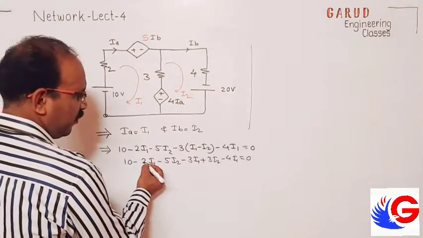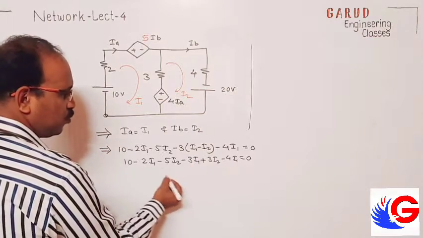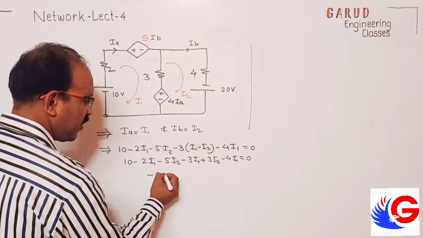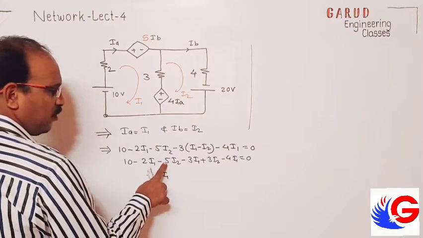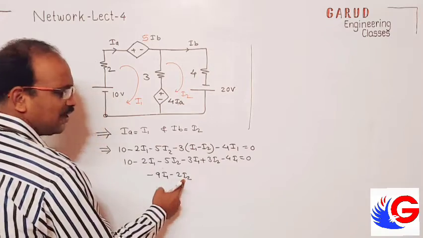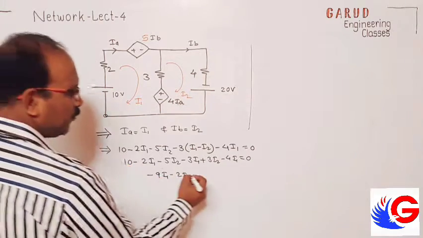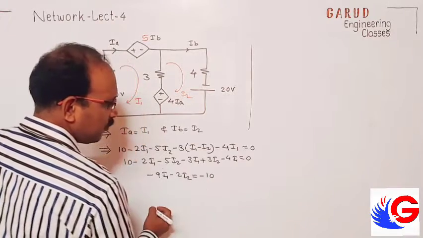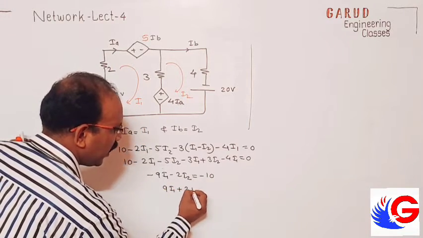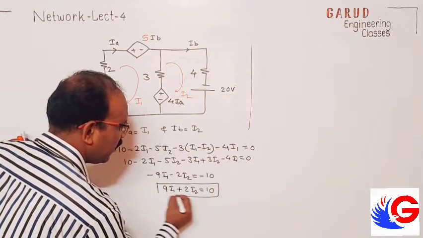Okay. So how many I1? 2, 3, 5 plus 4, minus 9I1. Okay. 5I2, this is minus 2I2. Okay. It is not cancelling here. Equals to what? Equals to 10. So 9I1 plus 2I2 equals 10. This is your equation 1.